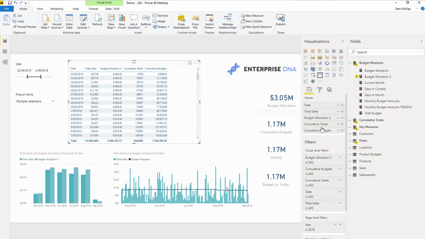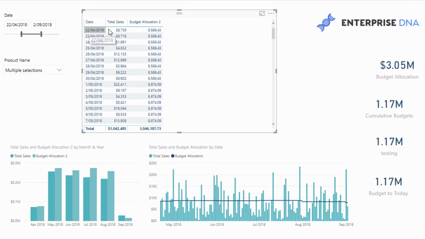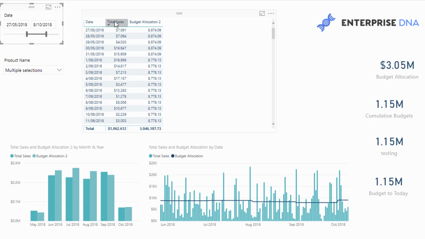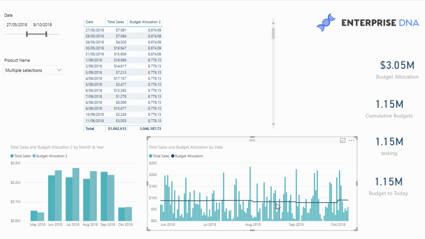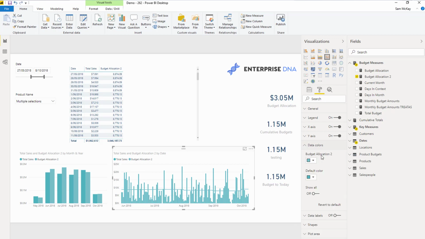I want to show you this formula first, and the end result. I've got my dates here, and I can move my dates around like this. I've got my sales amount here, and then I've also got my budget allocation. Now, this is purely referenced in this particular visual here. Actually, it's got a different one in there, but that's all right. I'll just move this around.